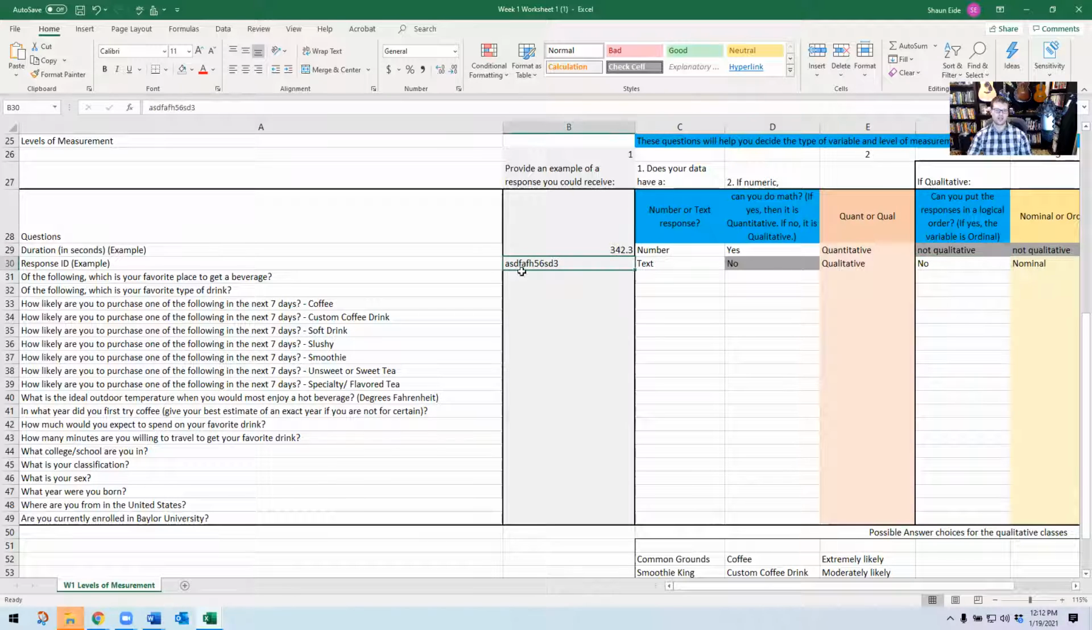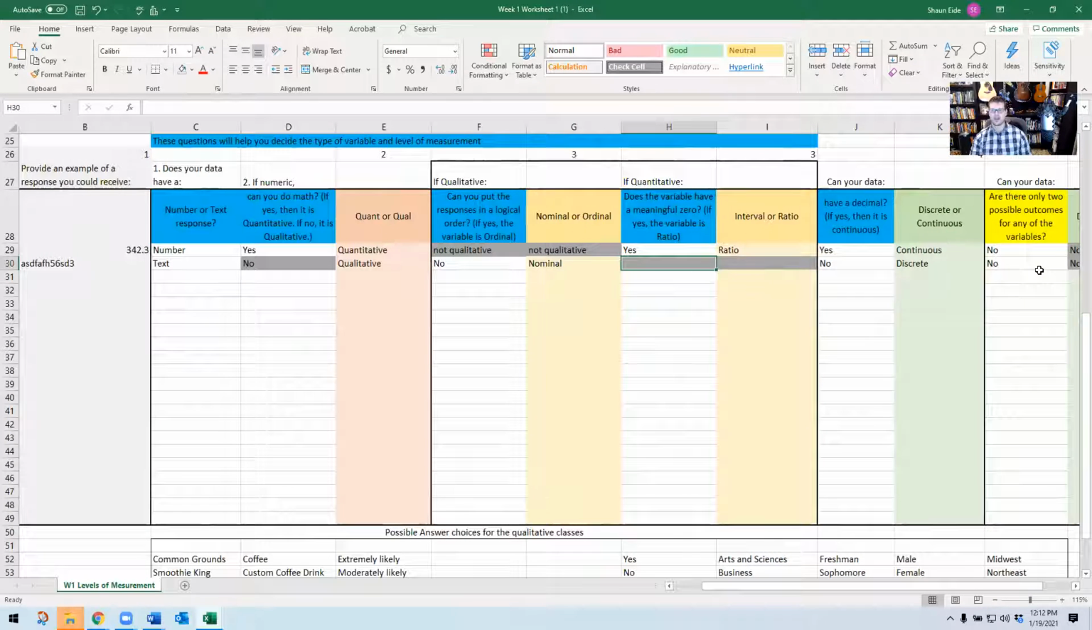So for instance, you've got a response ID of this, and then another response ID that looks different, another response ID that looks different, and they're all just random. Because they're all just random, you cannot put them in order, and because you cannot put them in order, it's going to be nominal. And then is it quantitative? You can just put not quant, not quant. So we've determined it is nominal.